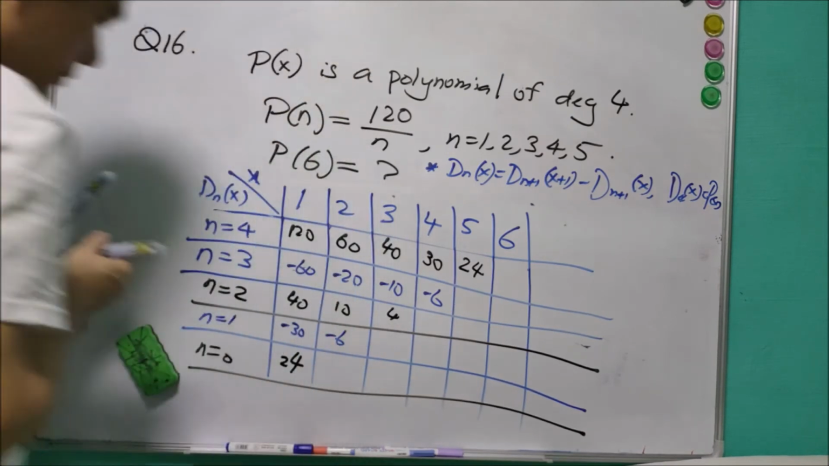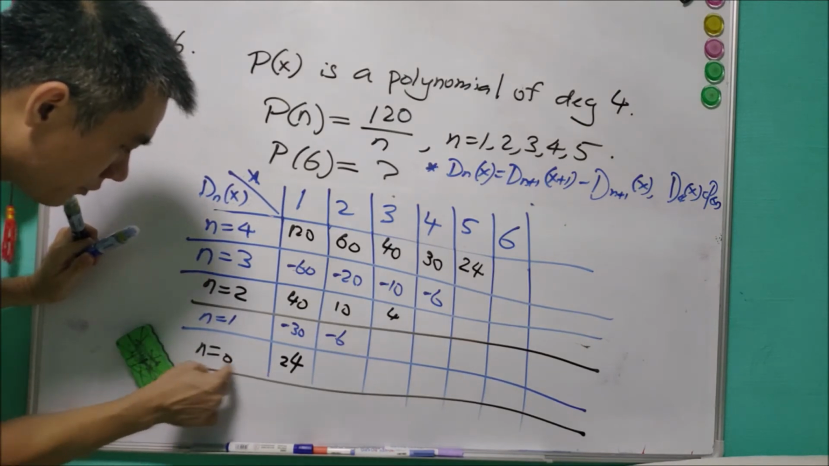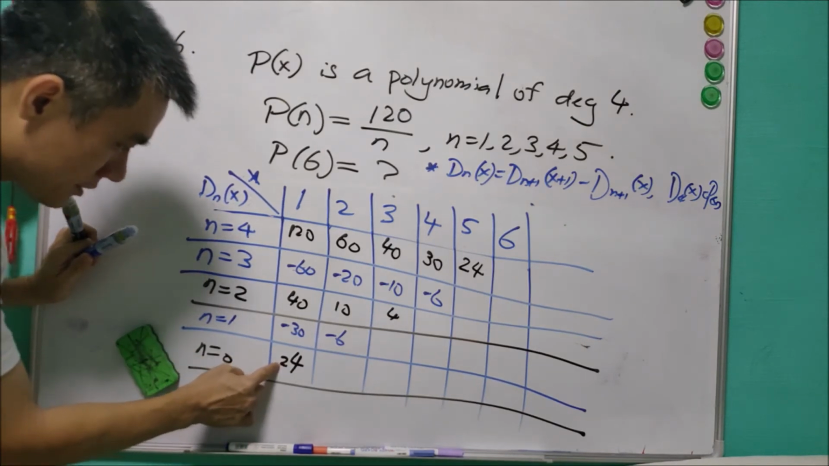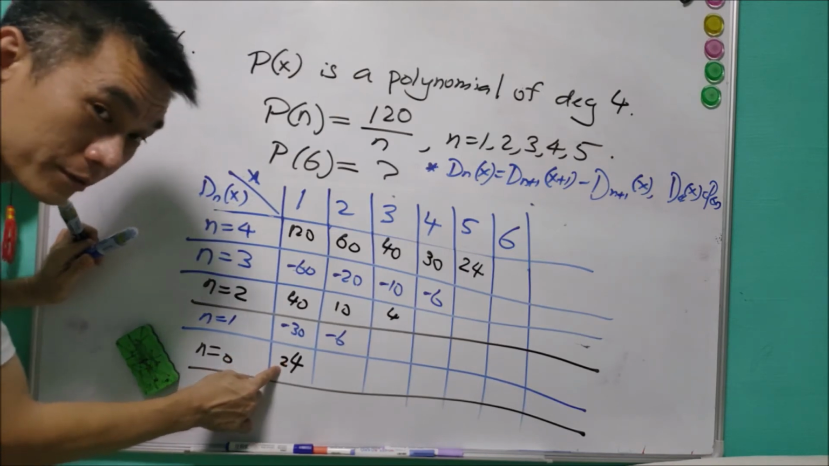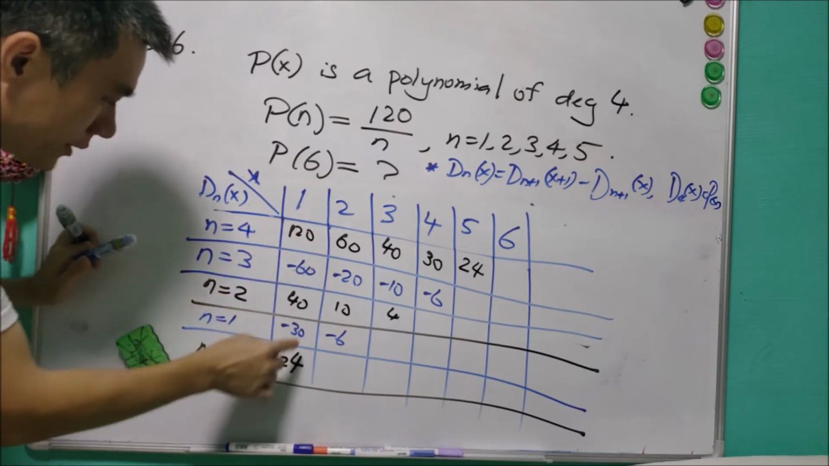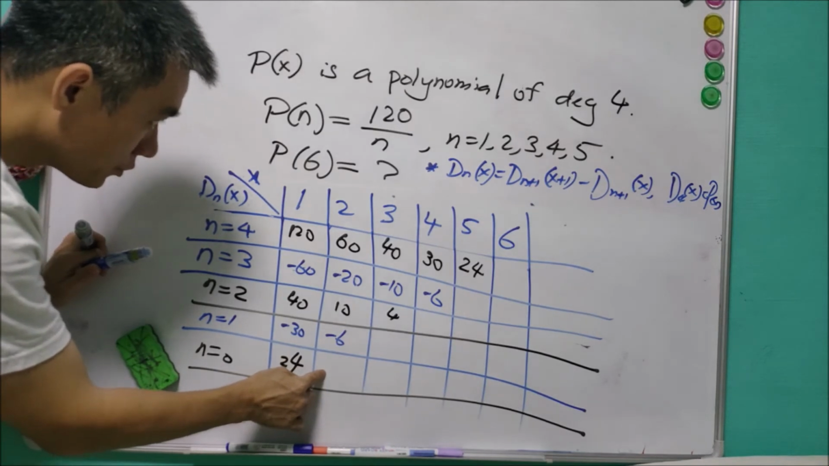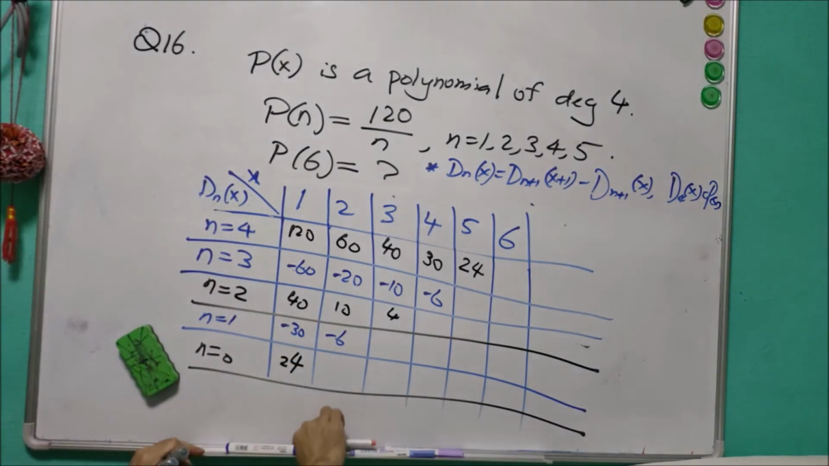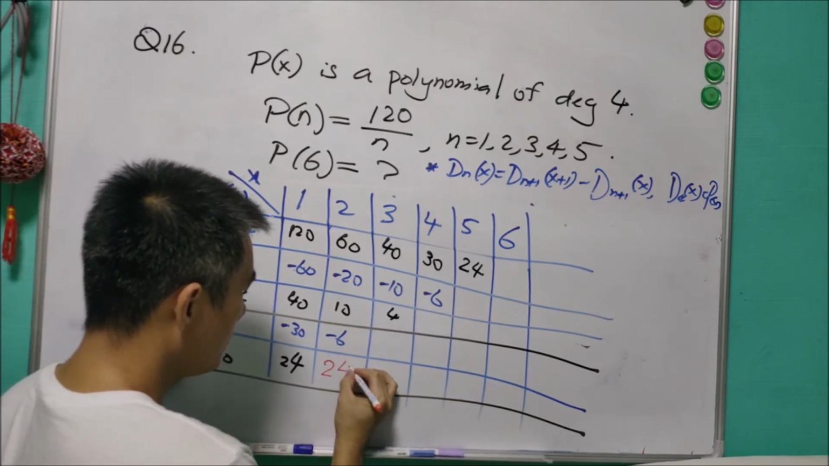24. Now, when you reach this, this will be a polynomial of degree n. If it's a polynomial of degree 0, then it is a constant polynomial. So when x equals 1, it is 24. It will also be 24 when x equals 2. So we can fill it in, and this is 24.